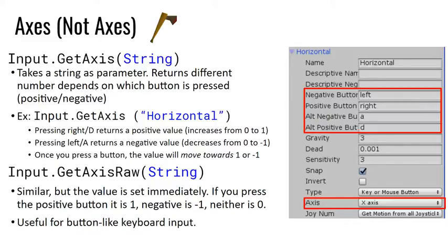So there's input.GetAxis, which takes the name of the input as the argument, and it doesn't return a boolean like GetButton does, but instead it returns a number from 1 to -1 that represents the state of the control stick. So 1 would be pushing it to the right, -1 would be pushing it to the left, and not pushing it would be 0.